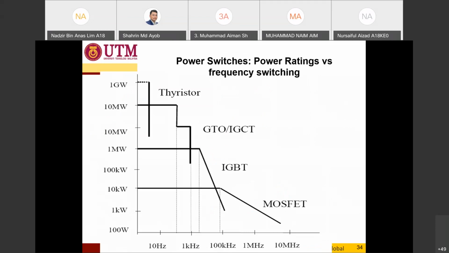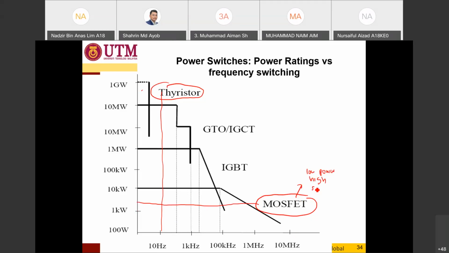And then this is the classification of different power devices depending on the power rating and also the switching frequency. Power rating and frequency rating are very important in power electronics. As you can see, the thyristor is more towards high power application, but low frequency switching. And the MOSFET is more suitable for low power application, but high switching frequency. So MOSFET: low power, high switching frequency. While thyristor: high power, low switching frequency.